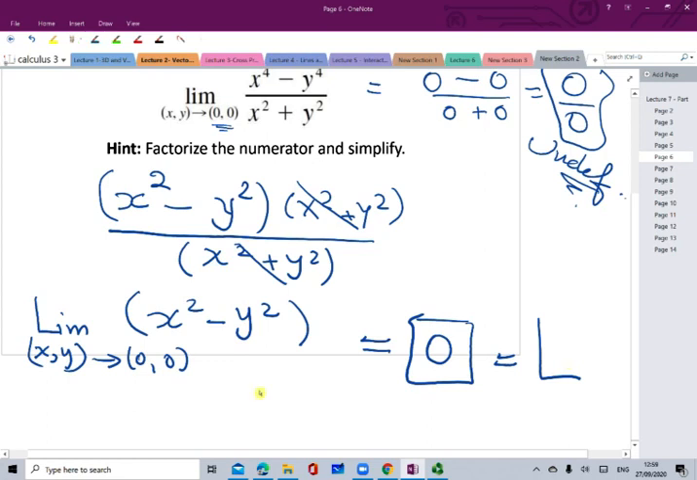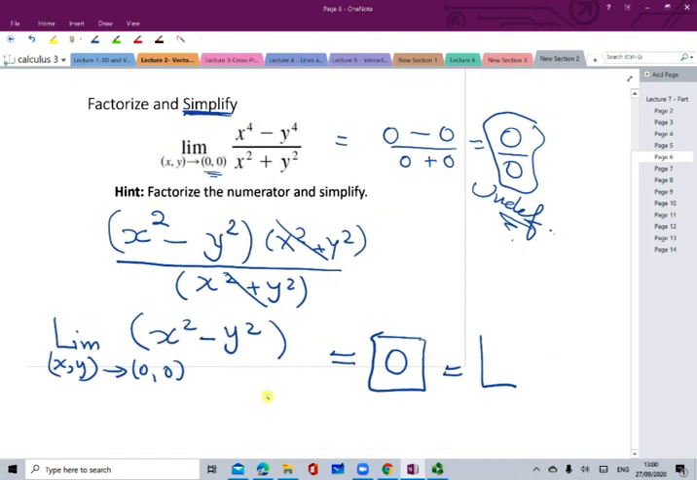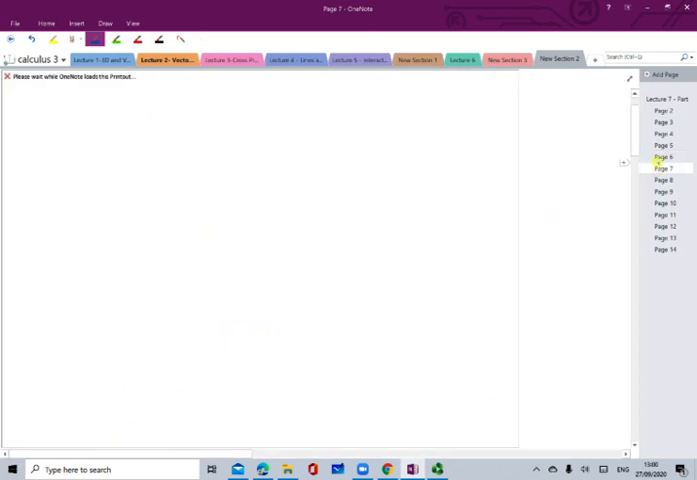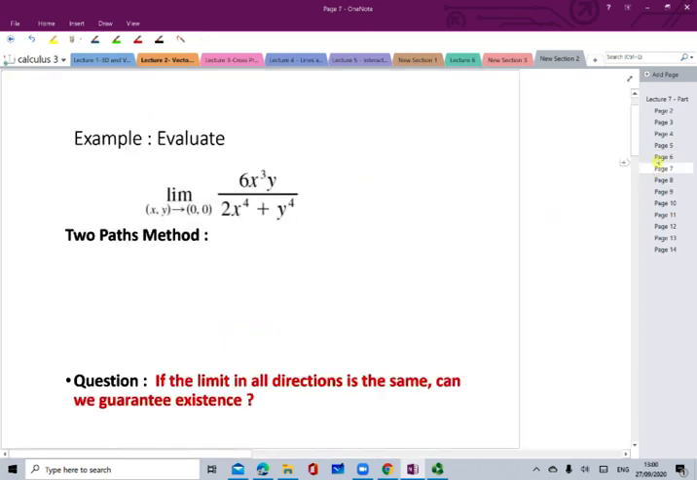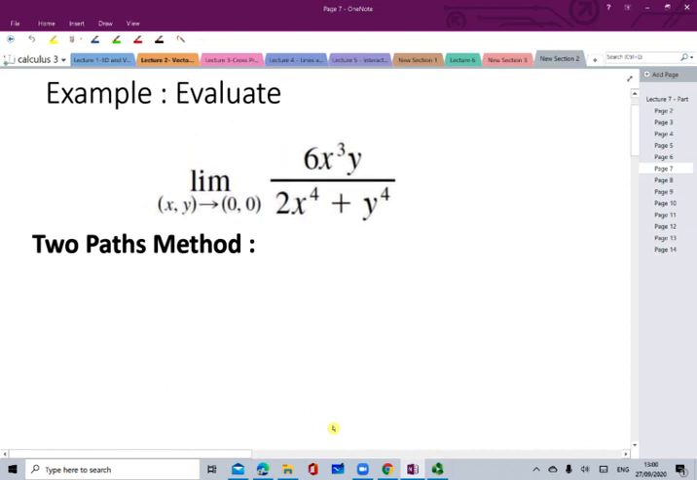So this function actually has a limit as x tends to 0, y tends to 0, and this value is equal to 0. Okay, so the cases that need some work are such as this one. If I want to do substitution, I'll end up with 0 over 0.